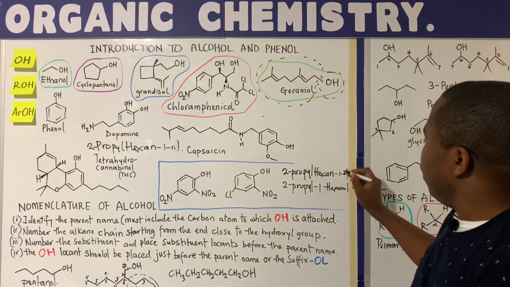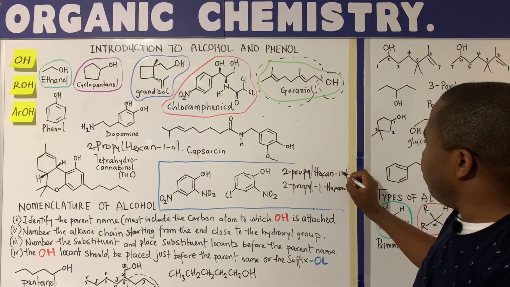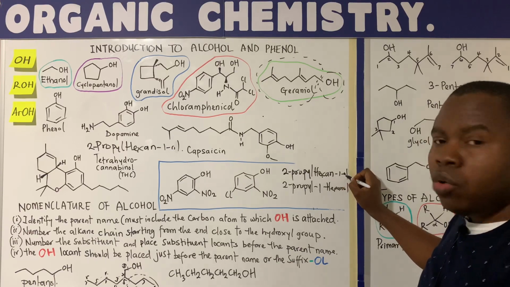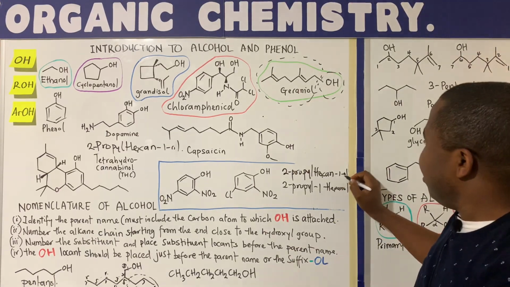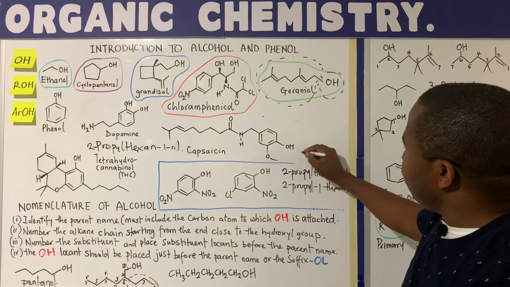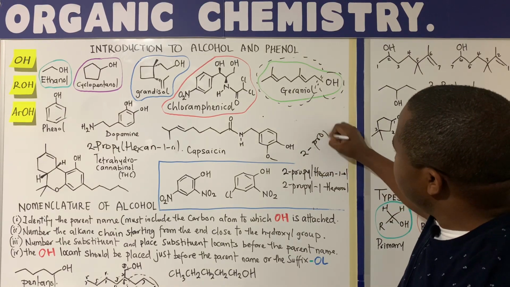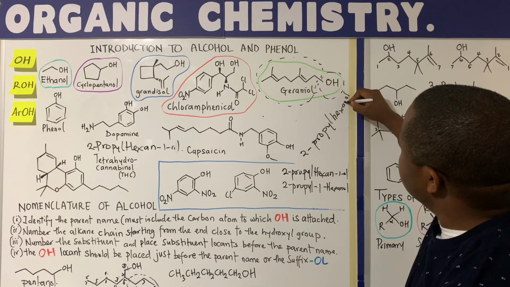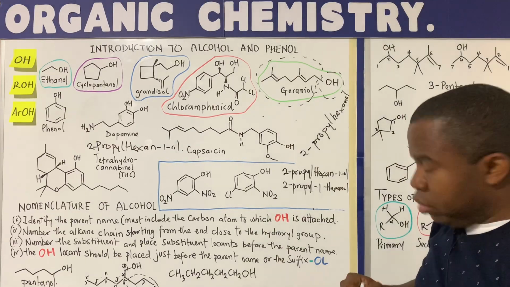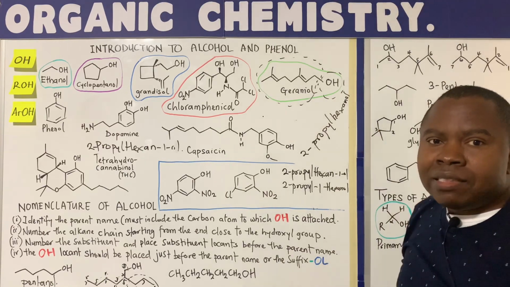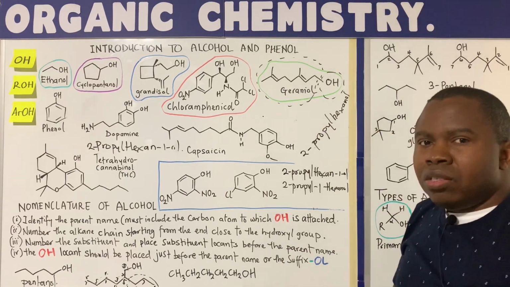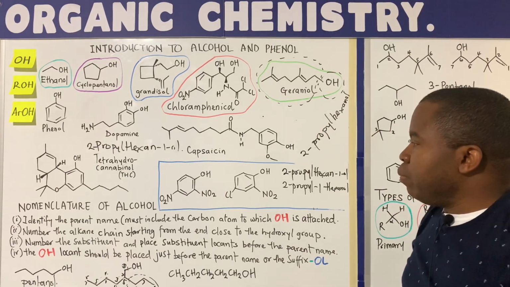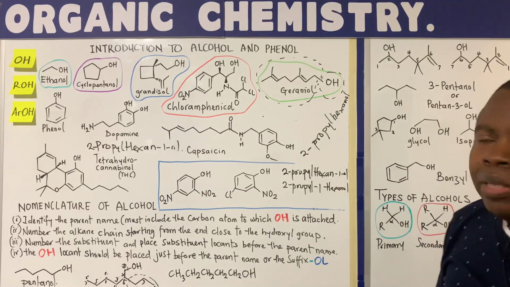Also, if the position of the OH group is 1, we can just remove the 1 and just say we have 2-propyl hexanol without the 1. And when you write it like this, what you're saying is that the OH group is located on the first carbon atom in the molecule. And that's that about that.